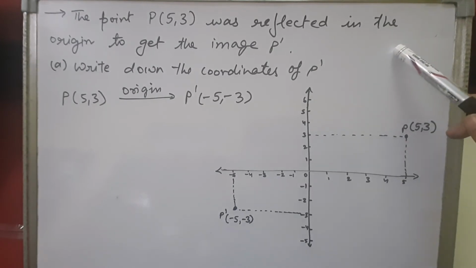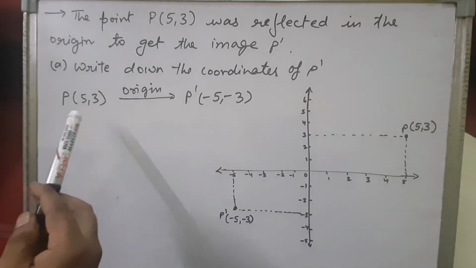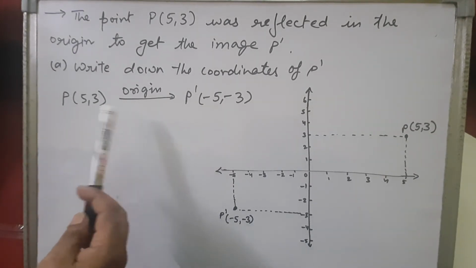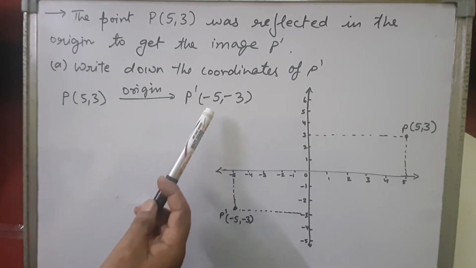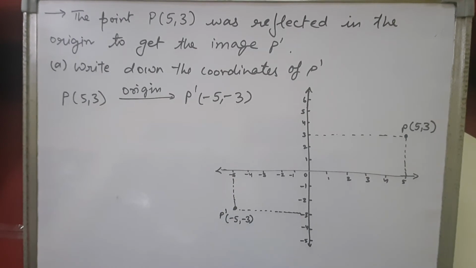The point P (5, 3) was reflected in the origin to get the image P dash. Write down the coordinates of P dash. So we know that when any point (x, y) is reflected about the origin, both the signs of abscissa and ordinate will get changed. So when a point P (5, 3) is reflected about the origin, both the signs of abscissa and ordinate will change and the coordinates of the image will be (-5, -3).